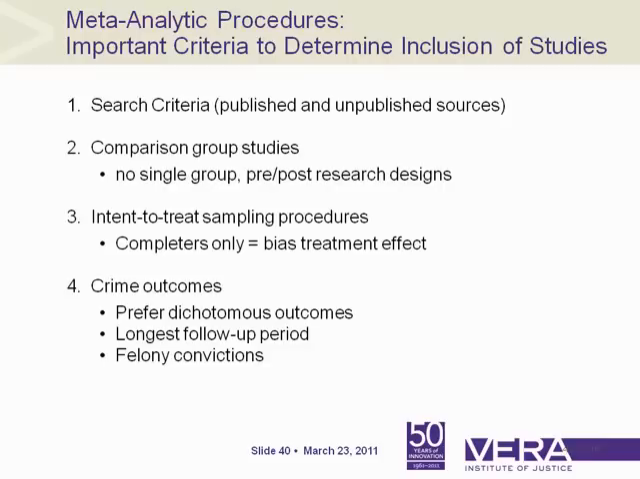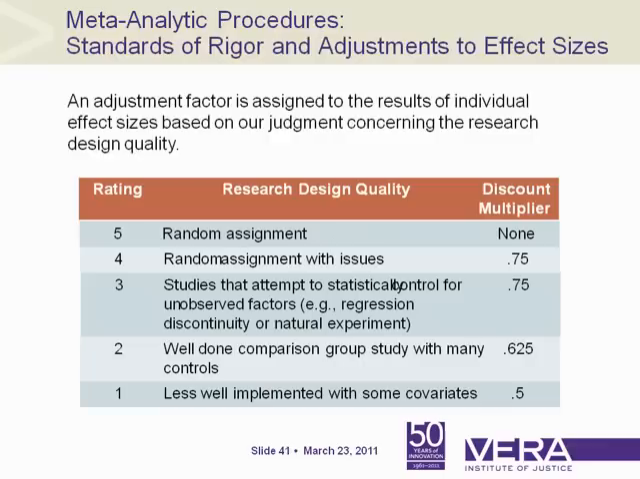For example, at the Institute, we're interested in felony convictions because those are the outcomes that generate the most criminal justice system dollars. So if an author reports misdemeanor convictions and felony convictions, then we code felony convictions. The important thing is that there are specific details when you're coding studies for a meta-analysis that you need to make a decision about and back up your rationale for why you're making those decisions.